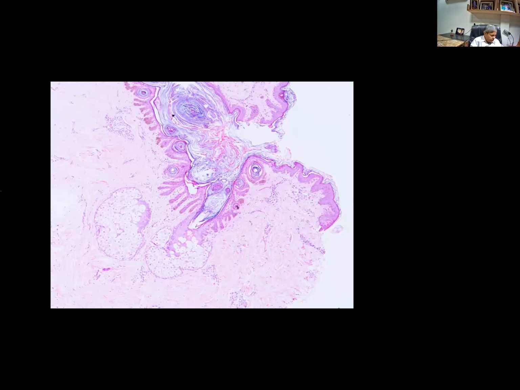Biopsy from another comedone again showed similar features. There was a dilated follicular infundibulum, and these thinned out interconnecting rete ridges were present only at the level of the follicle. You can appreciate this hyperpigmentation at the tips and the sides of the rete ridges, and the interfollicular area around the follicular infundibulum on both sides is completely normal or completely spared.